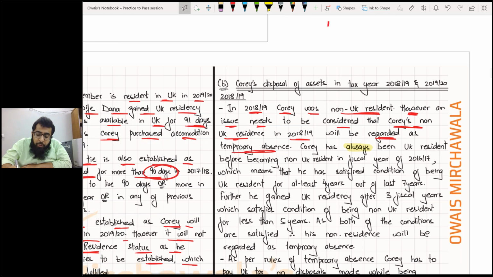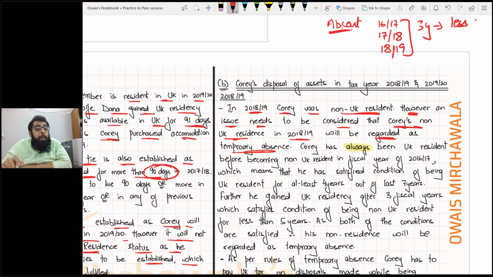Corey was absent for 3 years, 16-17, 17-18 and 18-19. When you are absent for 3 years, this means that you are absent for less than 5 years. If you are absent for less than 5 years, then your absence is regarded as temporary absence. I already discussed this with you while I was reading the question, so if someone has joined late, maybe he has missed that part.